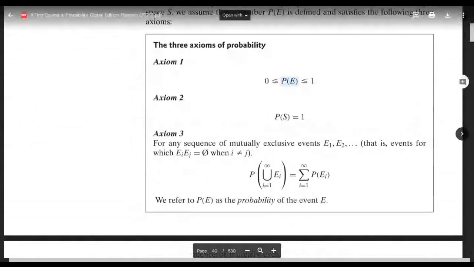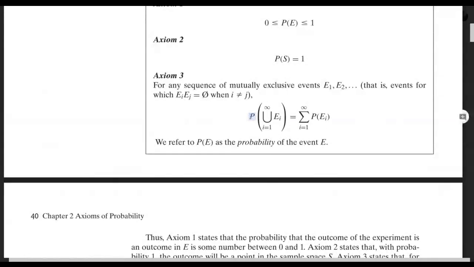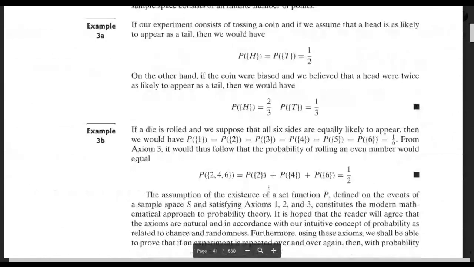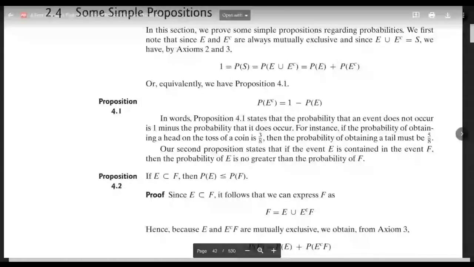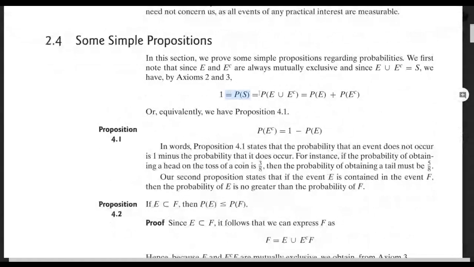The first axiom is saying the probability of any event is between 0 and 1. The probability of the sample space is 1. And the probability of the union of all the events equals the summation of the probability of each event. So now with these axioms, with this solid ground, we can talk about probabilities.